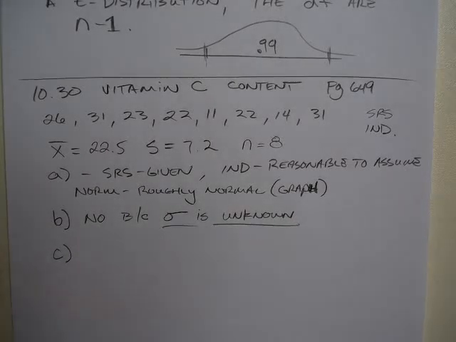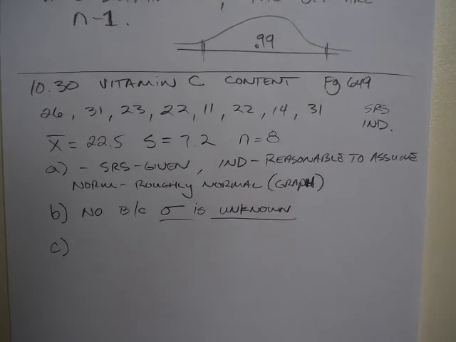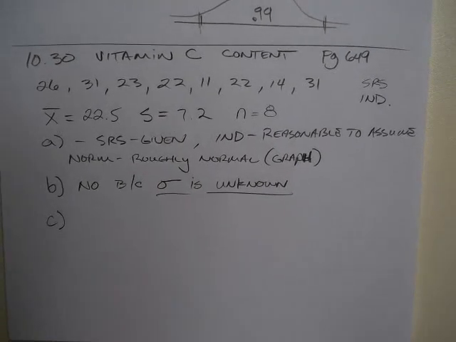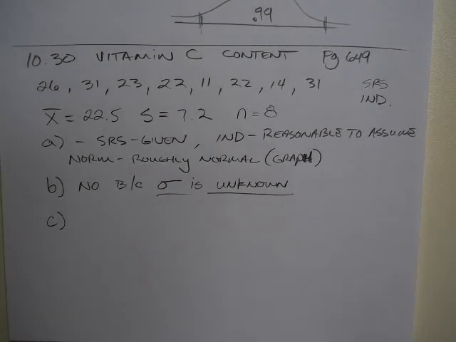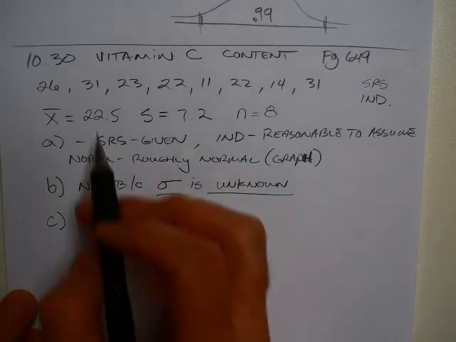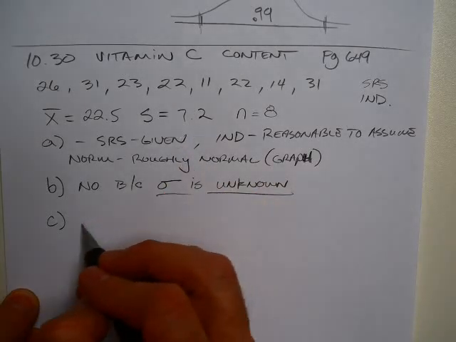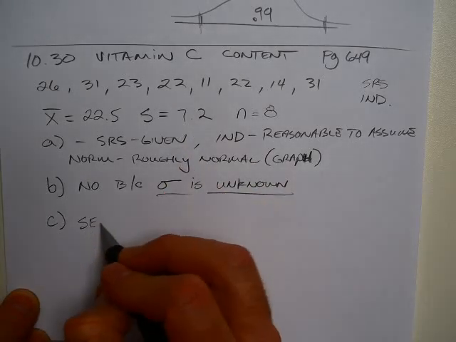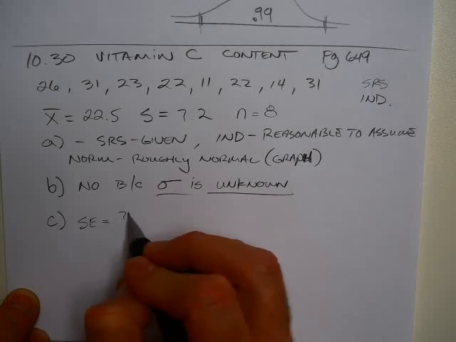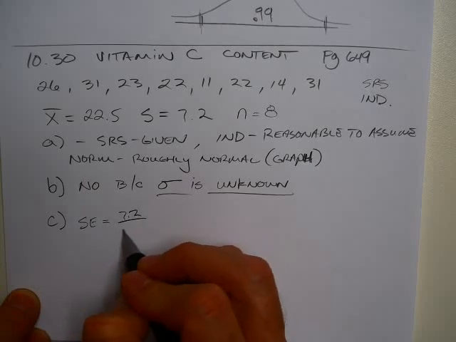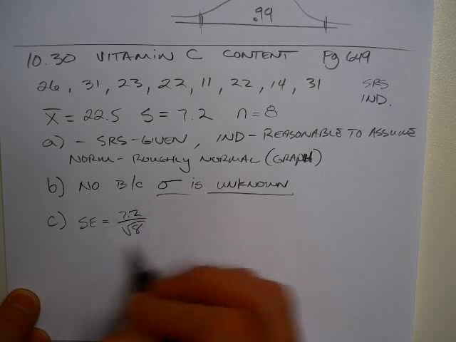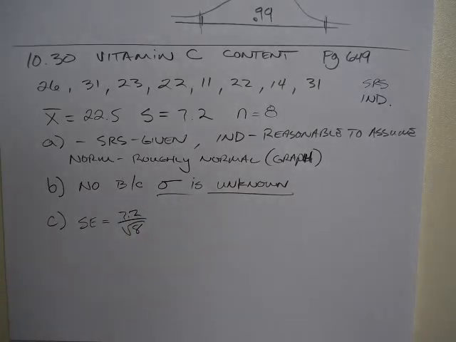So C, find and report the mean, standard deviation, and standard error of the margin of error for a 95% confidence interval. Well, I've got the mean, I've got the standard deviation. The standard error, we call that SE, is going to be 7.2 divided by root 8. But I'm not going to worry about that right now. I'm actually going to go ahead and do the calculation.